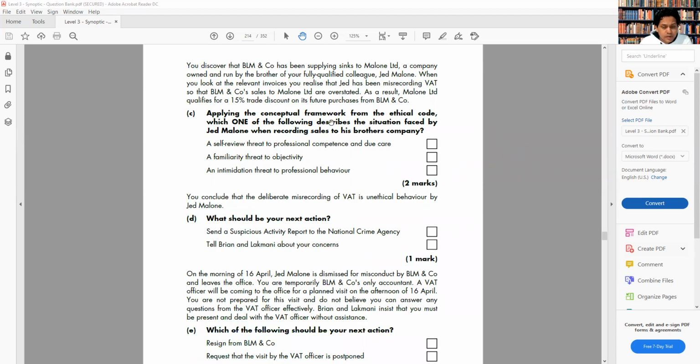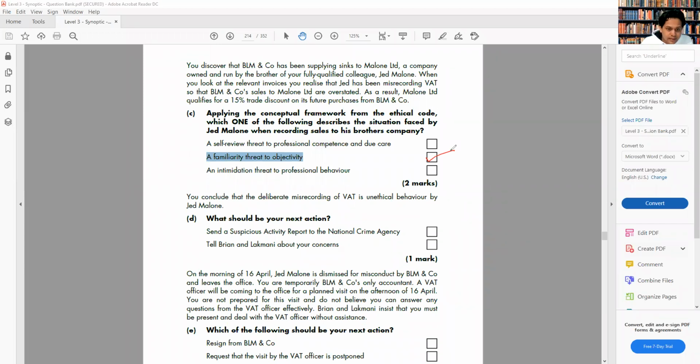Applying the conceptual framework from the ethical code, which one of the following describes the situation faced by Jed Malone when recording the sales to his brother's company? So obviously, what type of threat is he facing? This question is quite common. He is a brother, so obviously, this is a familiarity threat to objectivity.